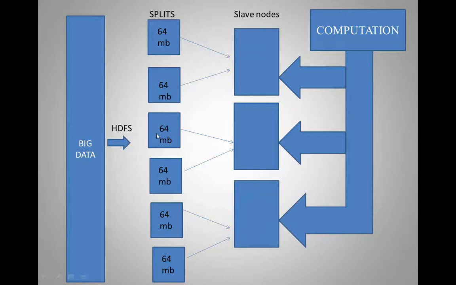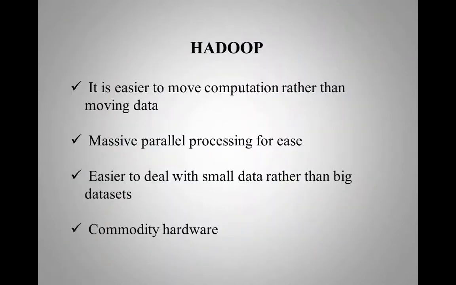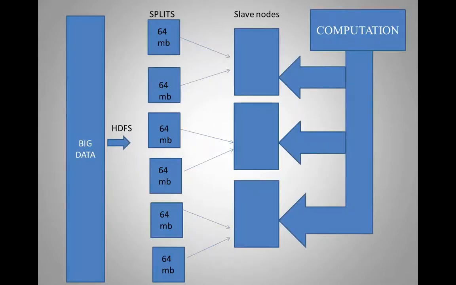So HDFS is a distributed file system for storage, and MapReduce is a massive parallel approach to process the stored data in your HDFS. And this is the core concept of Hadoop, where it is easier to move the computation rather than moving the data. That's what we have been doing here. It's your computation which is approaching your data, and your data is stagnant.